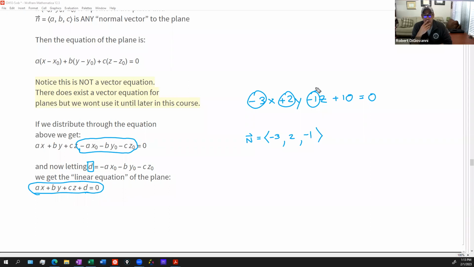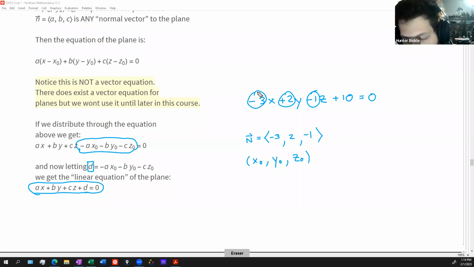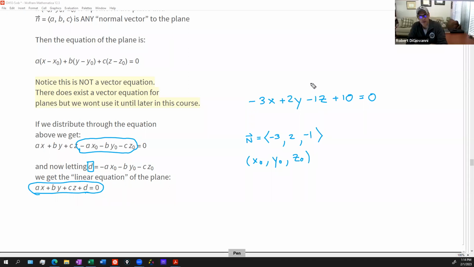Now, how about could somebody get me a point? Because remember, to define a plane, we needed a point and a normal vector, right? Right now we have the normal vector. Who wants to tell me how you could get a point on that plane? I just need one. Go ahead, Hunter. Could we just solve that for 0? How do you mean, solve it for 0?